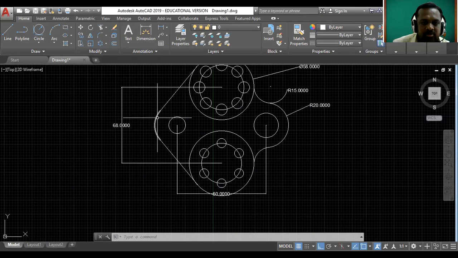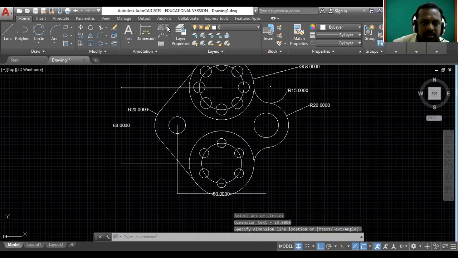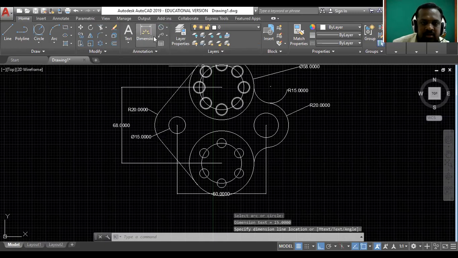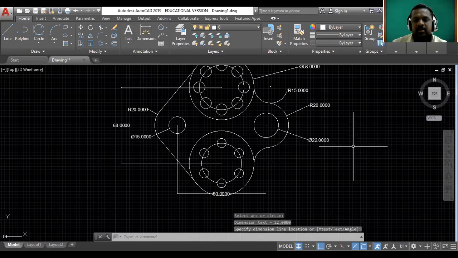Then the radius of this curve also I have to show here. 20. And diameter of this circle, it will be the 15. Again, diameter of this circle is the 22. Again, the diameter of this circle is remaining.